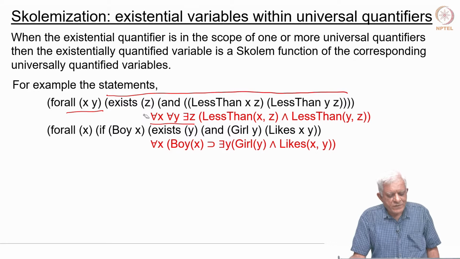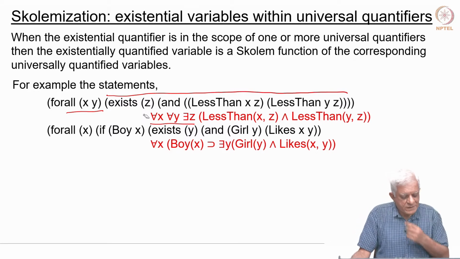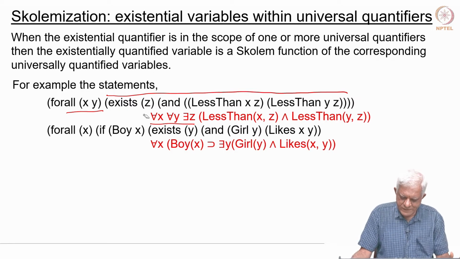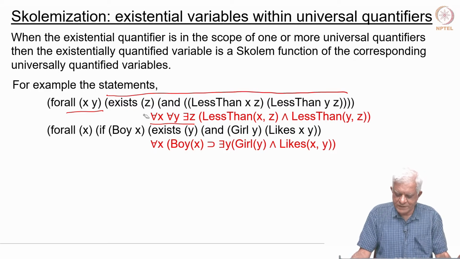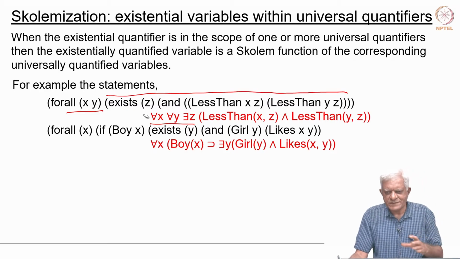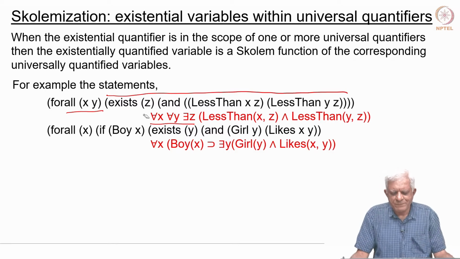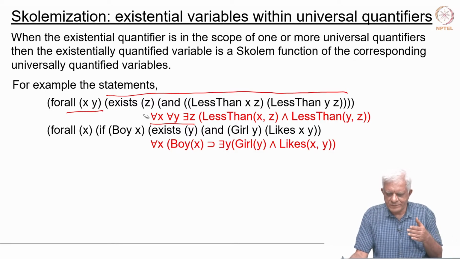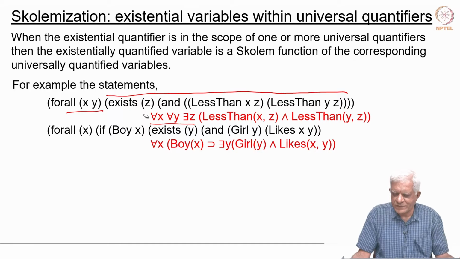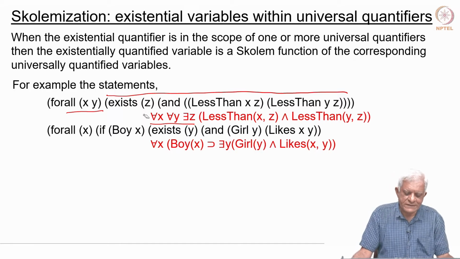This says for all x, if x is a boy, then there exists a y where y is a girl and x likes y. So, you can see that this also is a little bit of illustration of how to write first order logic sentences.